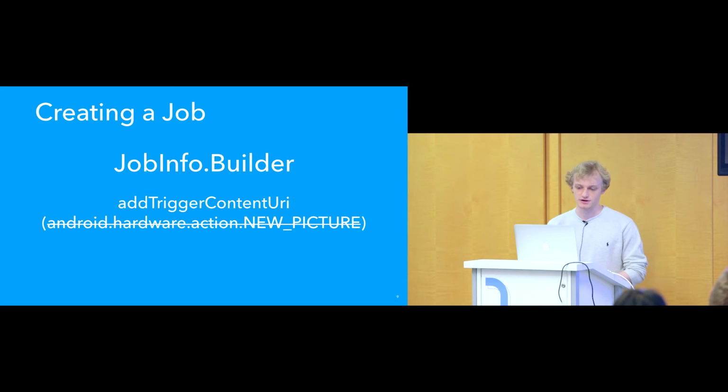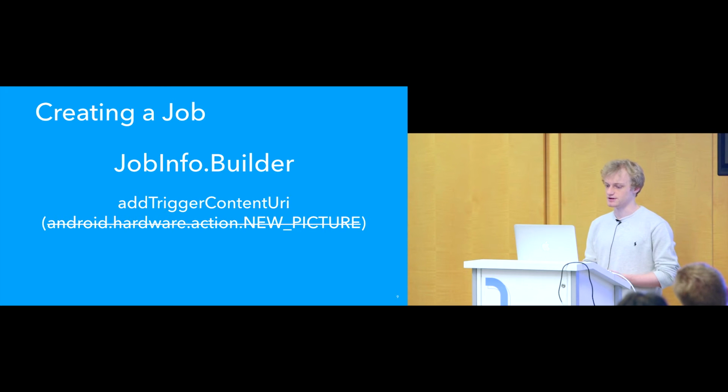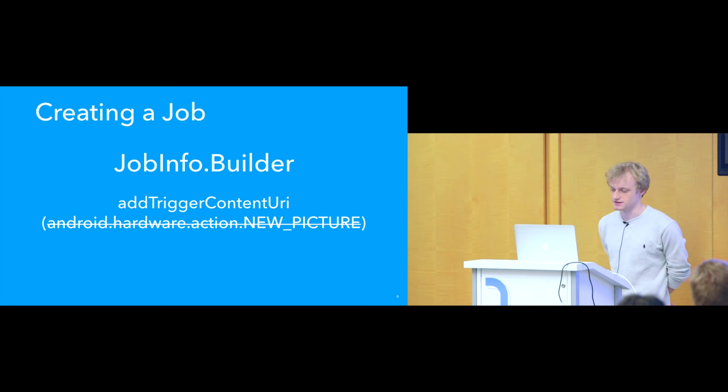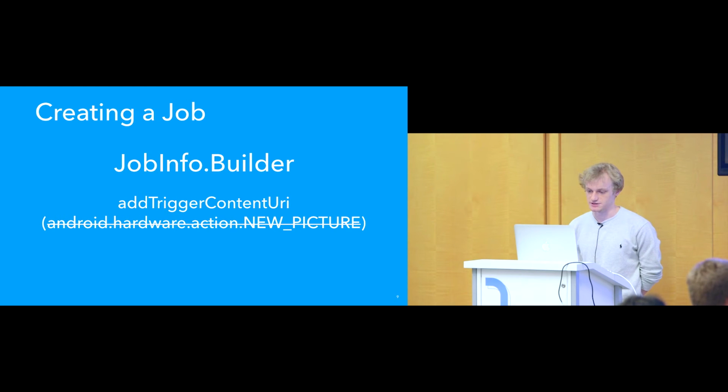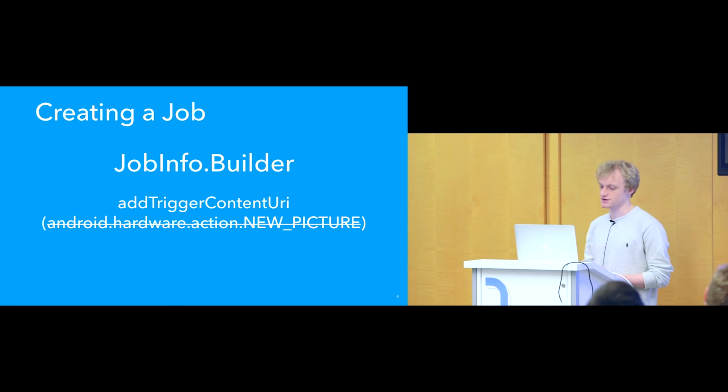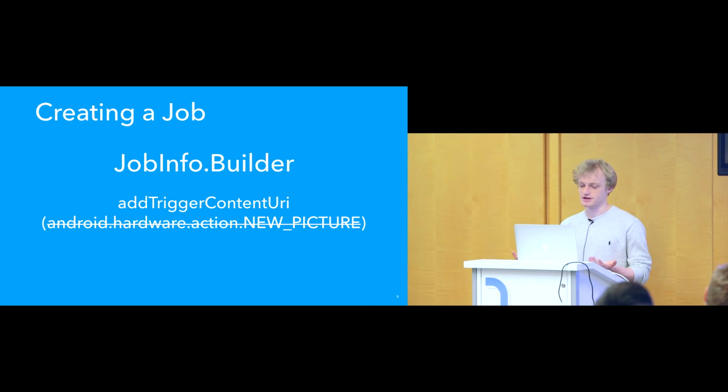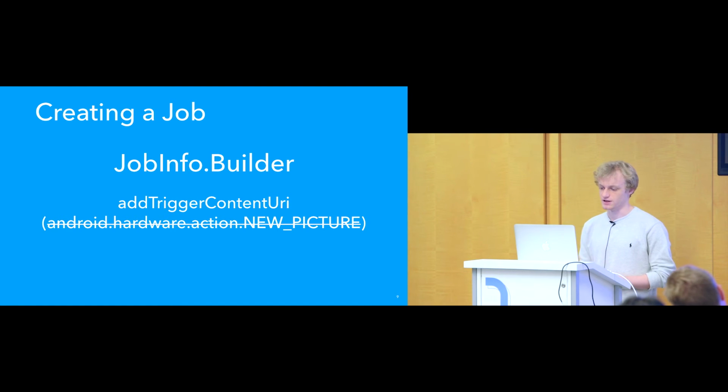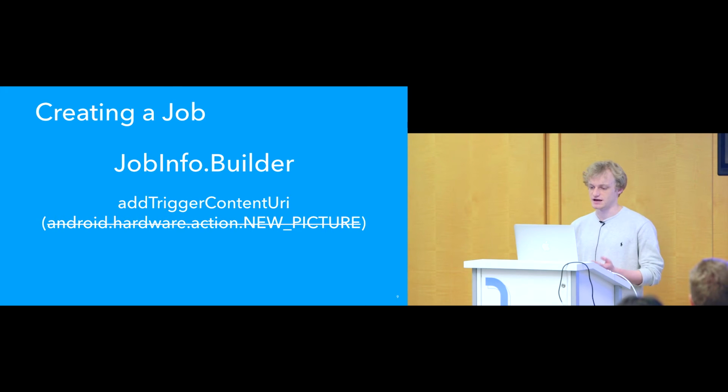We can have a job get run by setting the trigger content URI on a JobInfo Builder and building our JobInfo from there. Traditionally you would have your own content resolver and register for these changes, but of course that only works when your app's in the foreground. So without JobScheduler you're left with having your own service and your own content resolver scheduling for this, and of course draining battery. Now you can just have that as a trigger for your job.